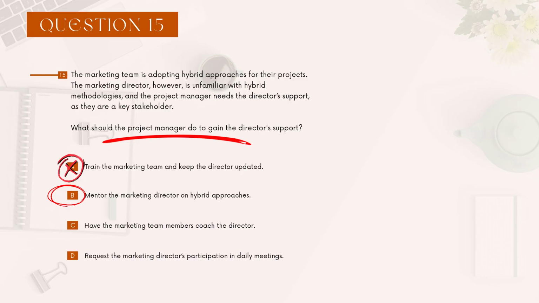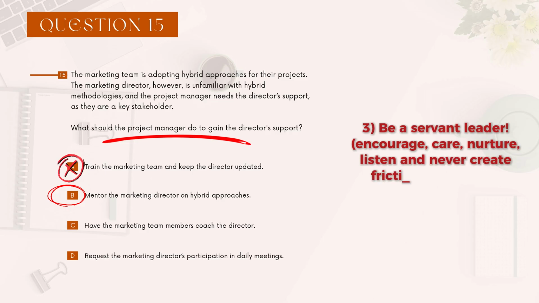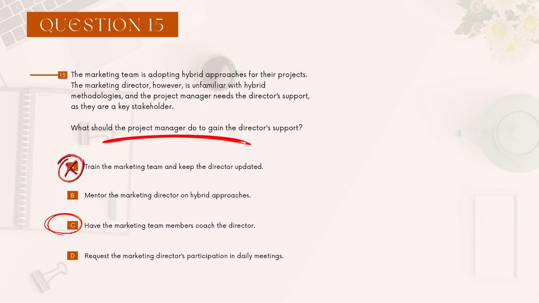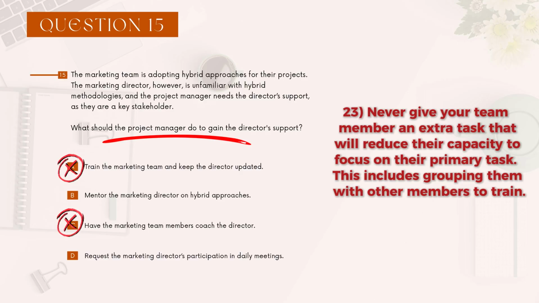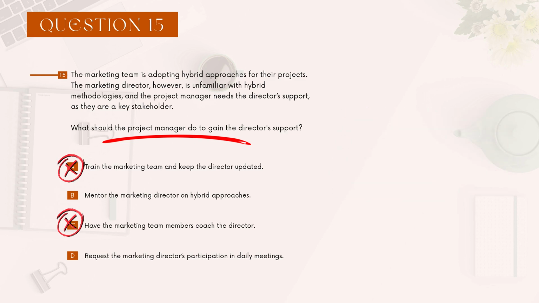Mentor the marketing director on hybrid approaches. Beautiful. I like it. I like the word mentor. That's a servant leader trait. That's principle number 3. Let's just see what else there is. Have the marketing team members coach the director. No. The project manager is responsible for that, and the project manager should take that responsibility. When you tell your team members to do something else besides their work, that reduces their capacity. This is one of our principles too. You don't want to reduce the capacity of your team. If you reduce their capacity, how are they going to work on the project? They're not going to be able to work on the project.